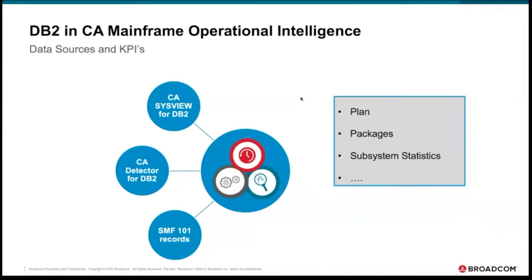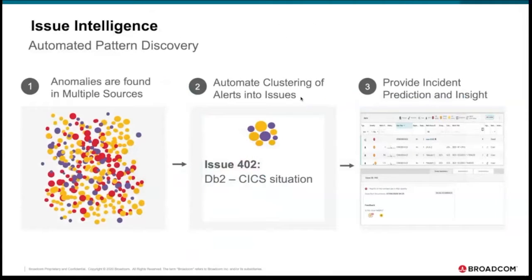CA MOI can collect the operation data from the CA SysView for DB2, CA Detector for DB2, or also can mine it from SMF 101 records. These metrics are collected at the plan, package, as well as at the subsystem level. These metrics, which are collected at near real time, are now fed into the anomaly detection engine to surface anomalies.